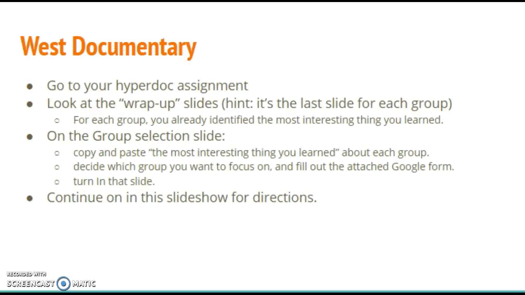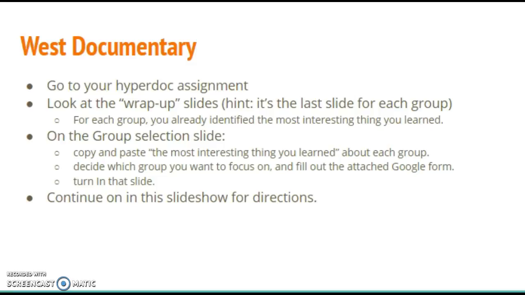So what you need to do is go back to your hyperdoc assignment and look at the wrap-up slides for each group, and that's the last slide in each group. It's the one where it asks you to identify the most interesting thing you learned about that group, and then where you click to take your little formative question. So go to those slides and copy all of the interesting things you learned about each group. Like, you go to miners and copy that one thing, and paste it into the slide that's given to you on this Google assignment. So you're going to copy and paste the most interesting thing you learned about each group into that other slide that was assigned to you.